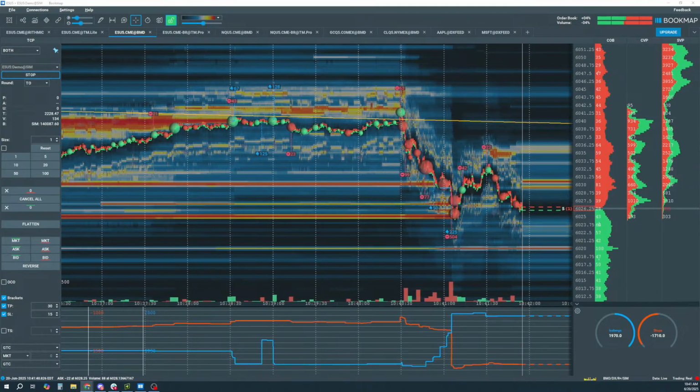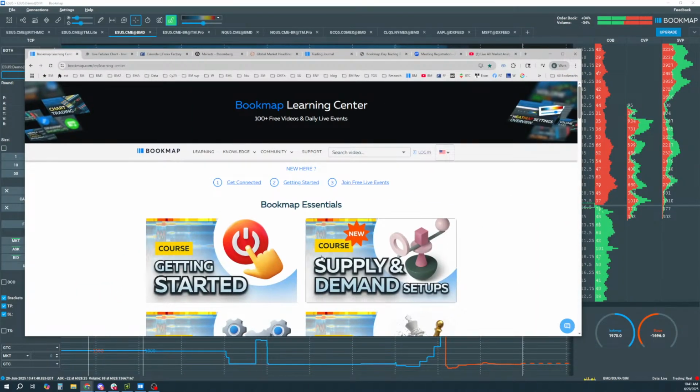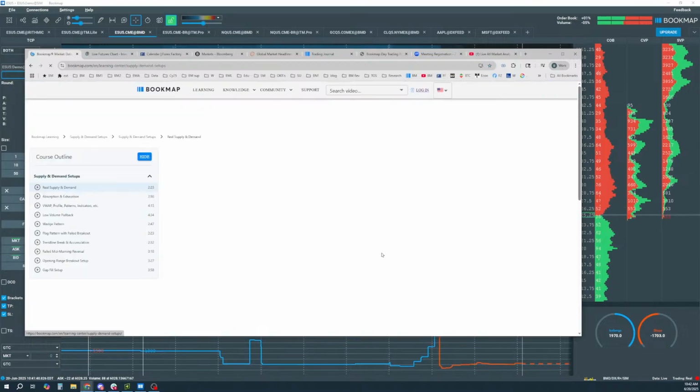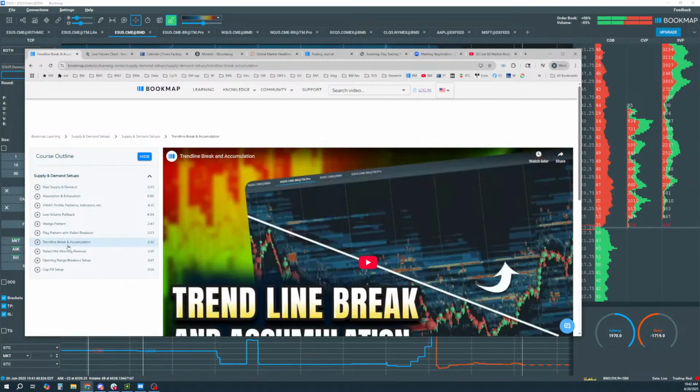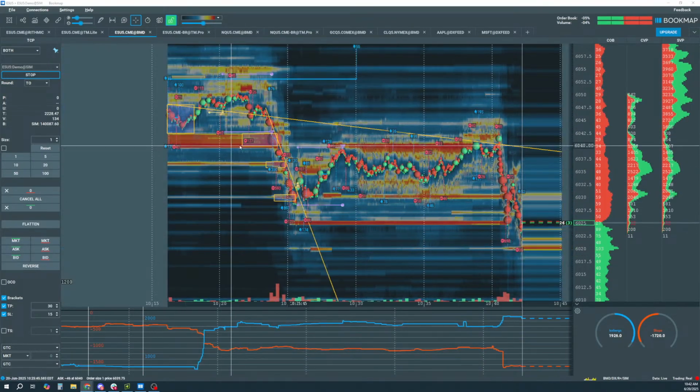Again, being very transparent about the process in here, I would go check out that video from the learning center: Supply and Demand Setups. It's right here. Trendline break and accumulation. Okay, so it's the same thing we looked at earlier as well.